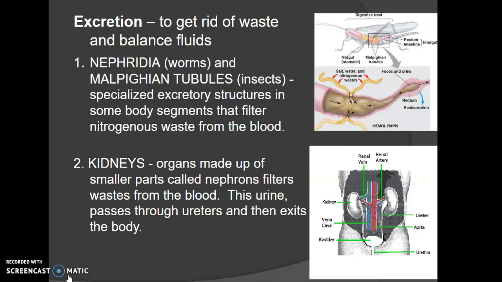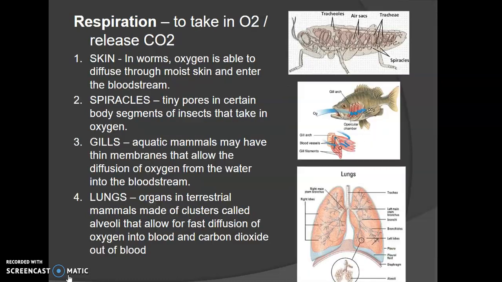Now, in more complex animals like mammals, there are kidneys. Kidneys are organs made up of smaller parts called nephrons, and these filter waste from the blood as it moves through the kidneys. And then that urine, that nitrogenous waste, passes through the ureters, and you can see that on the diagram. The kidneys go to the ureters, and then that urine collects in the urinary bladder and exits the body through the urethra.